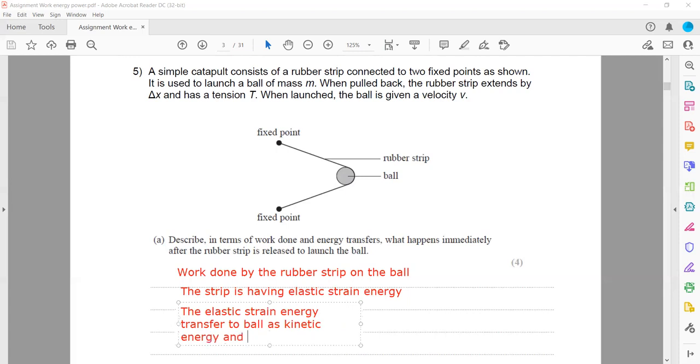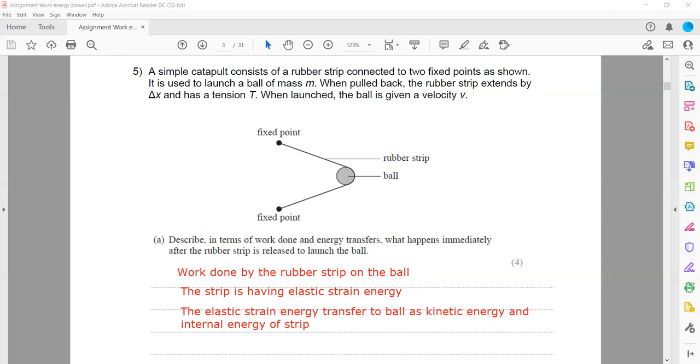and internal energy or heat energy of the strip. Because practically it's not possible to have an ideal system where only one form of energy is there. So basically some of the elastic energy changed to thermal energy in the strip, and most of the elastic energy transferred to the ball as kinetic energy.